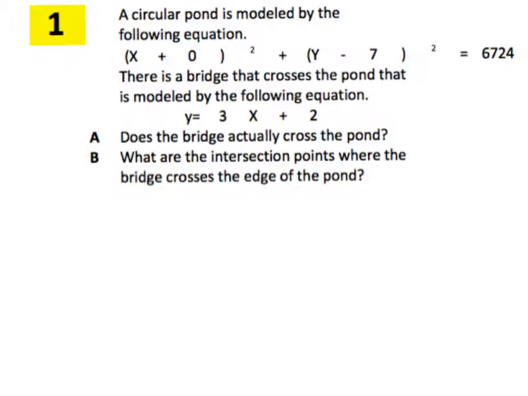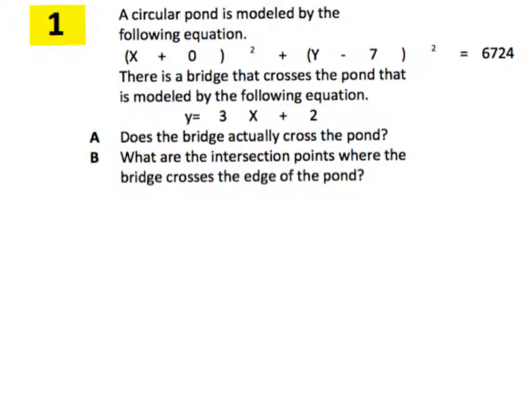A circular pond is modeled by the following equation. The quantity x plus 0, squared, plus the quantity y minus 7, squared, equals 6,724. That's for the circular pond.